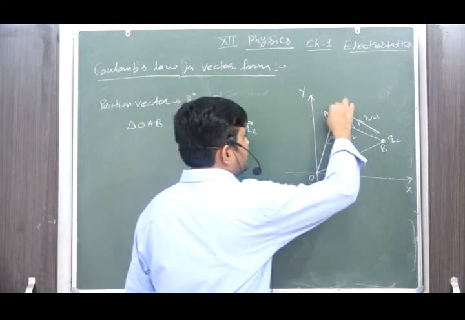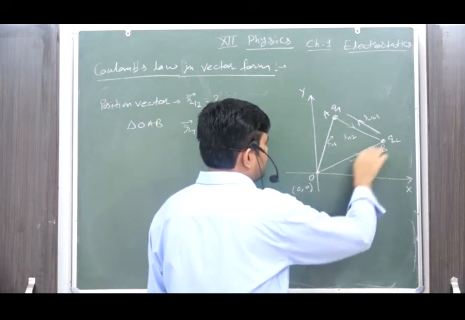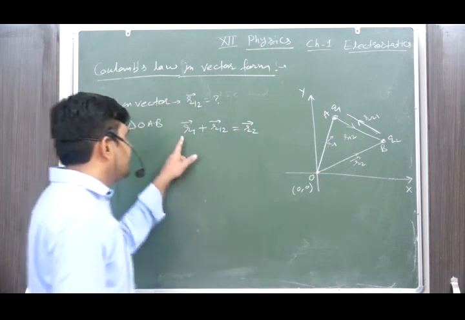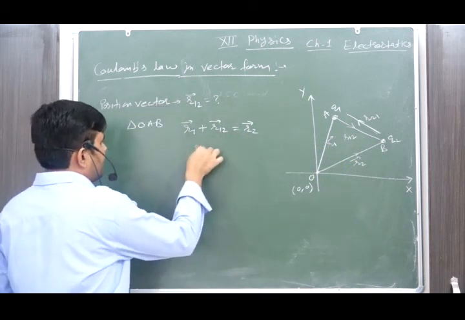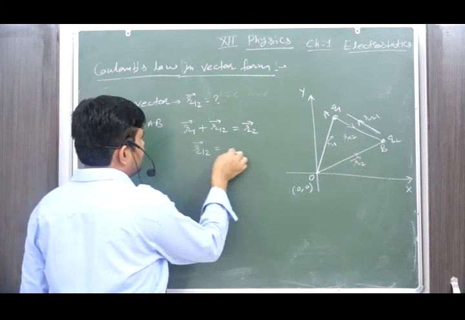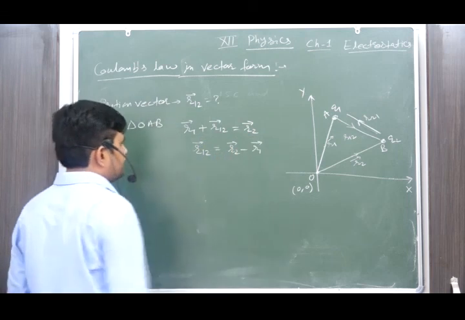Here it is the first vector formulation, it is the second vector formulation. Now it is in the opposite direction. That's why R1 plus R12 equal to R2. Here the value of R12 is in terms of the R2 vector minus R1 vector.